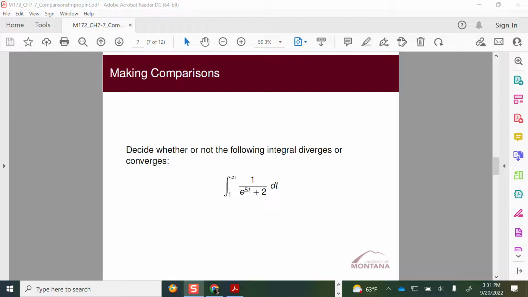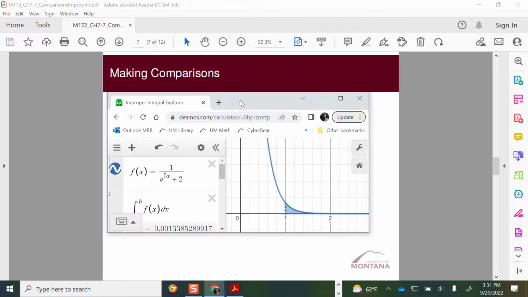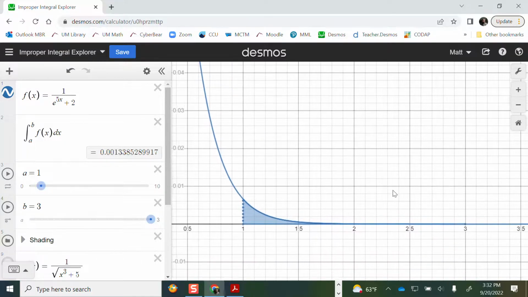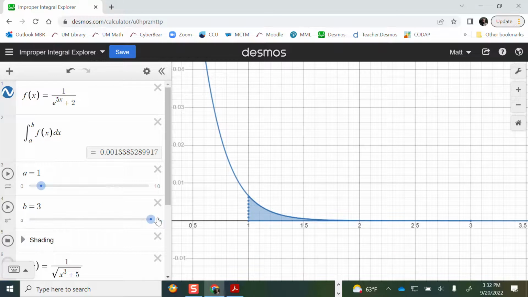But let's go to Desmos and see if that's true. I'll pull in my Desmos picture here. I'm using my improper integral explorer, which you have a link to in this week's lecture. You should see it on Moodle. So I just put in the function and I'm integrating the function from 1 to infinity, but it turns out that really all I have to do is go from 1 to 3 to get a good sense of what's going on.